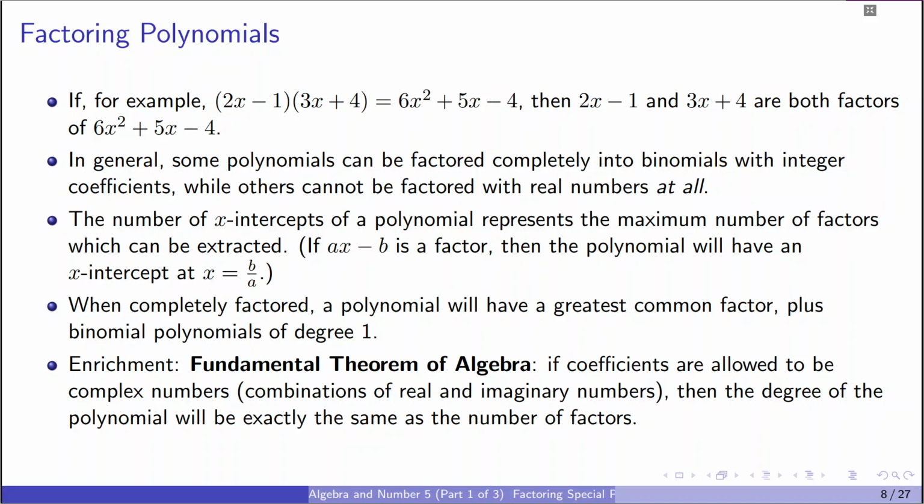A little bit of enrichment well beyond Alberta's high school is the fundamental theorem of algebra. If our coefficients are allowed to be complex numbers, so that's combinations of real and imaginary numbers, then the degree of the polynomial will be exactly the same as the number of factors. So this quadratic we have with 6x squared, that's degree 2, it would have two factors. We have them. But that would be true of everything.